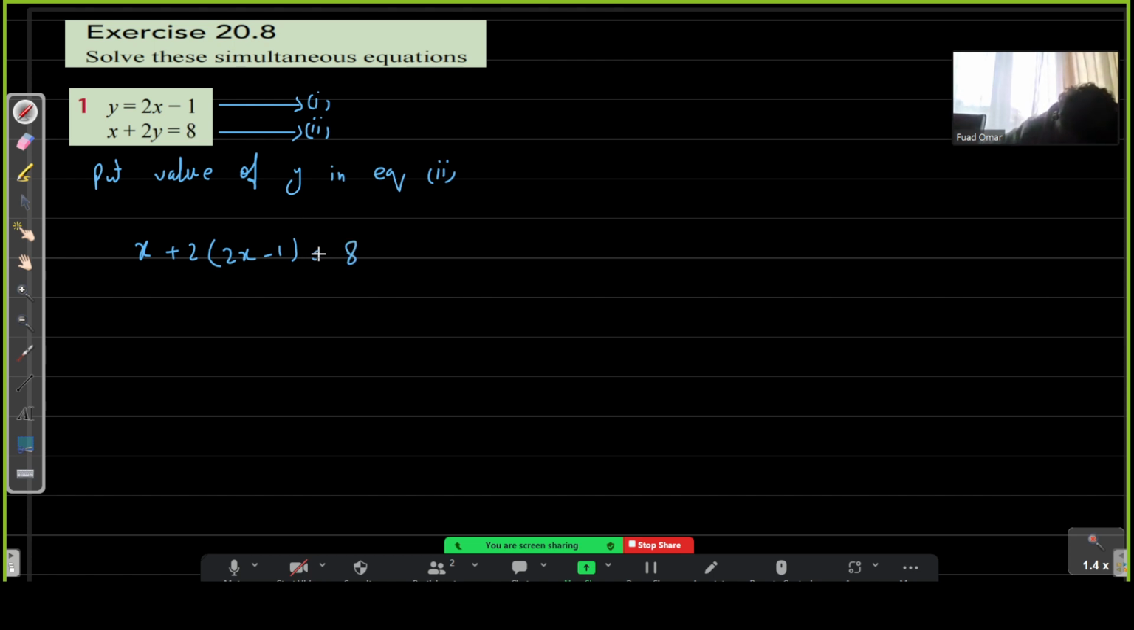equal to 8. So now we have the equation in a single unknown value. We only have x here; there is no other unknown value. So now we can solve it for the value of x.